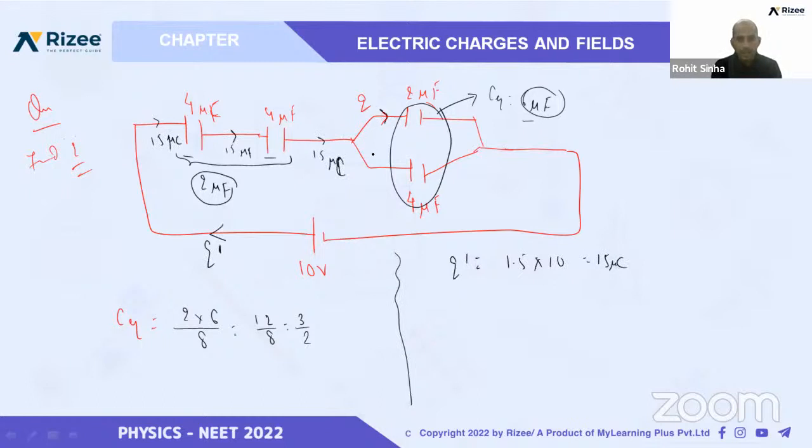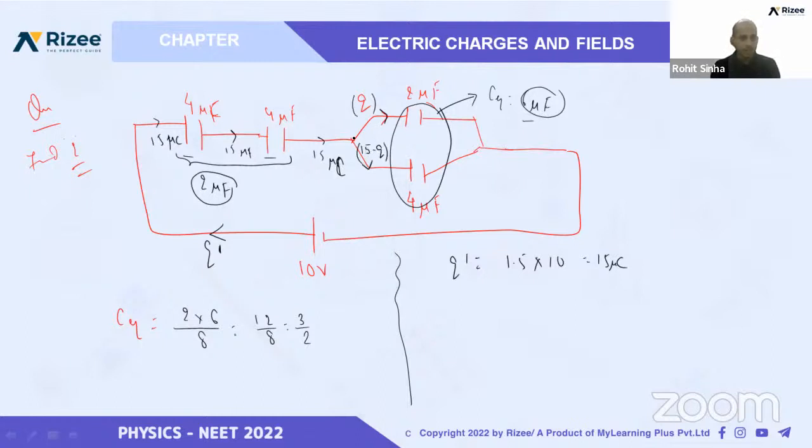Now, they will get separated here. Okay, and we do not know. Let us assume this is given charge Q, then here it will be how much? 15 minus Q.